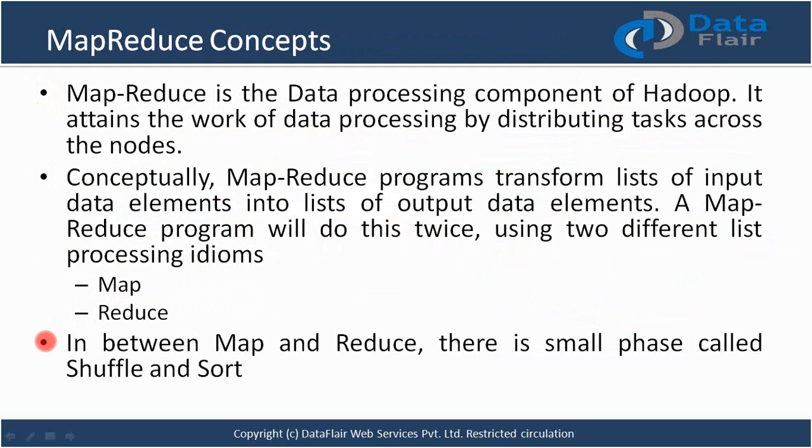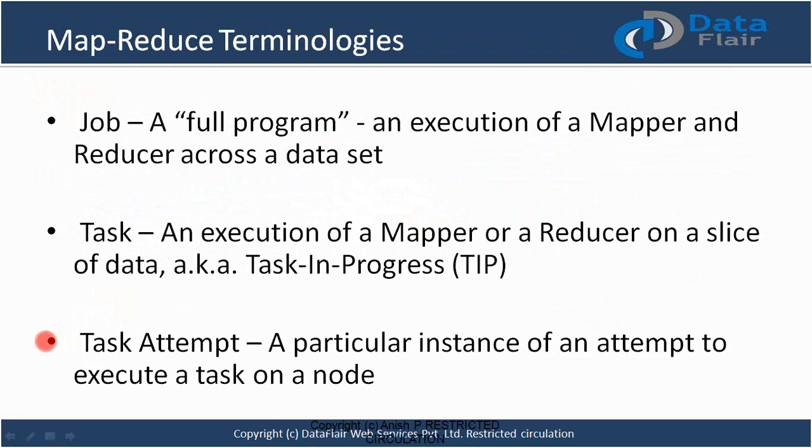Between map and reduce, there is a small phase called shuffle and sort. Again, this is just for information, just for reading. Now, before going to the architecture diagram where we'll understand the complete end-to-end flow, let's understand a few terminologies.